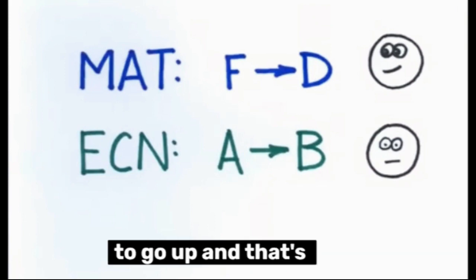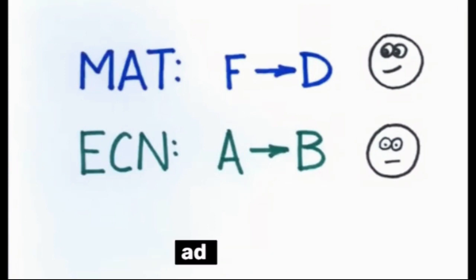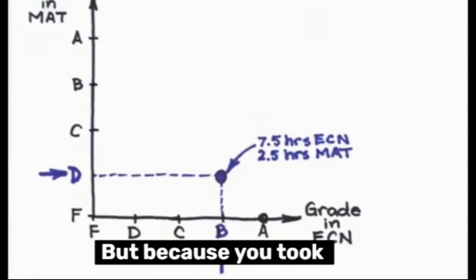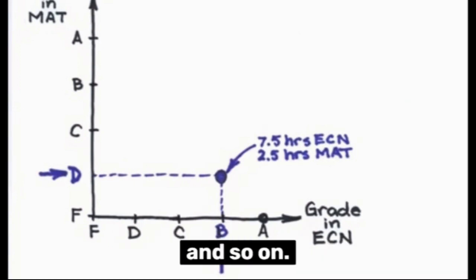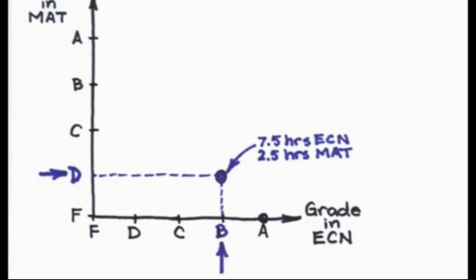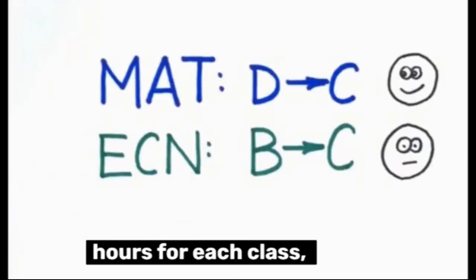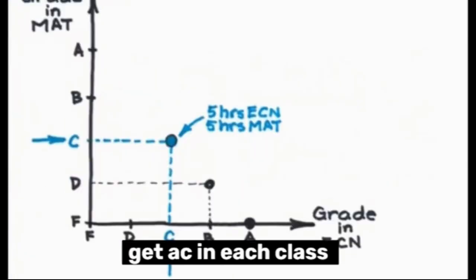Well, the math grade is going to go up, and that's good news. Now you're at least getting a D in math. But because you took time away from economics, the economics grade is going to fall from an A to a B. And so on. I can follow this pattern. If I were to spread my time such that I was using 5 hours for each class, I would get a C in each class.